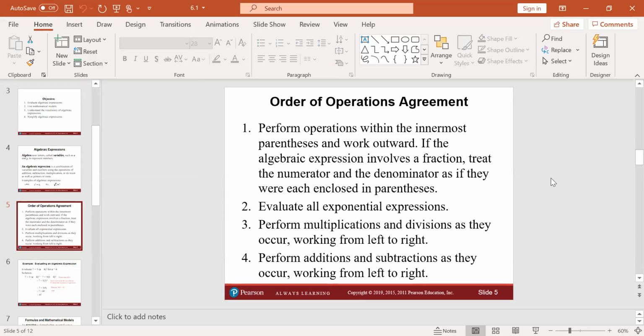Now, we've talked about the concept of order of operations. That was a big to-do in Chapter 5. Your homework probably makes a nice big deal out of it.